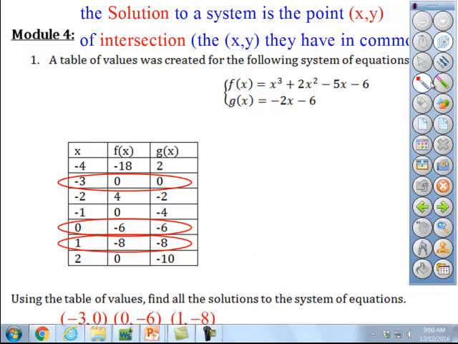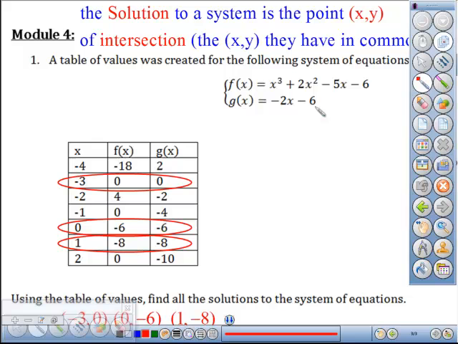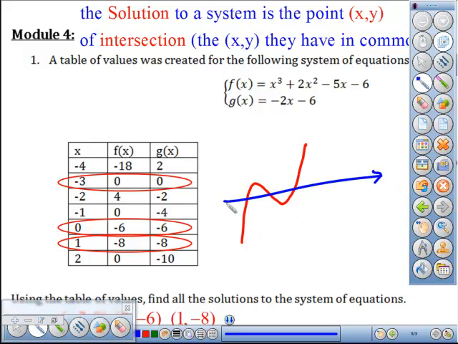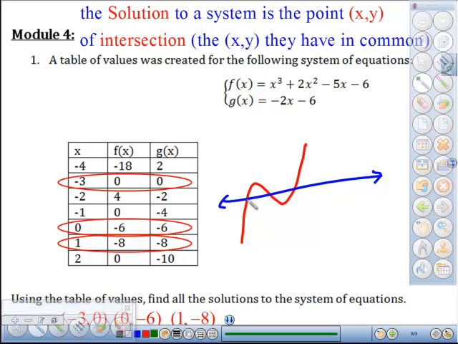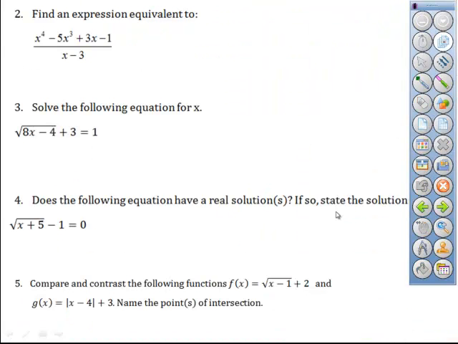So here's the situation basically. We have a linear equation, and then up here we have a cubic. So we have a cubic function, and then we have a linear function cutting across. So we can see that the point of intersection, those are going to be the solutions to this system. Make sense? All right, next.